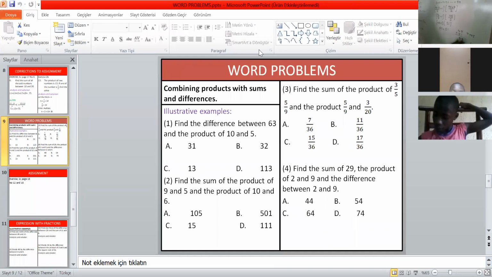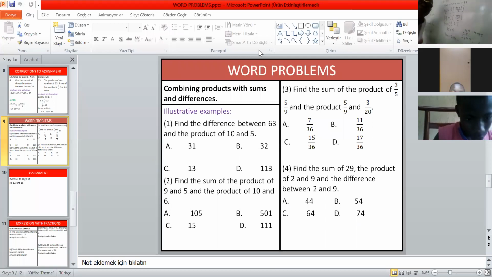I carry 4. 5 times 4 is what? 20. Plus 4 is what? 24. Therefore, the sum is equal to what? 2499.